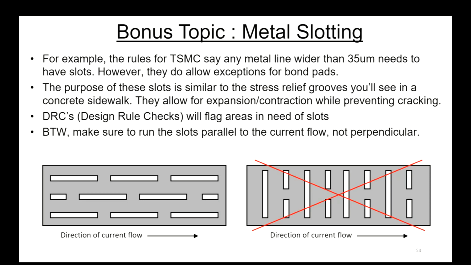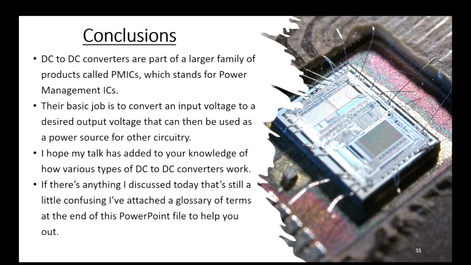This example is very easy to see, but sometimes it's not so easy, because you'll be looking at it and say, which direction is that current flowing? But you don't want to interrupt the current flow. You want the slots to run parallel to the current flow for electromigration reasons.